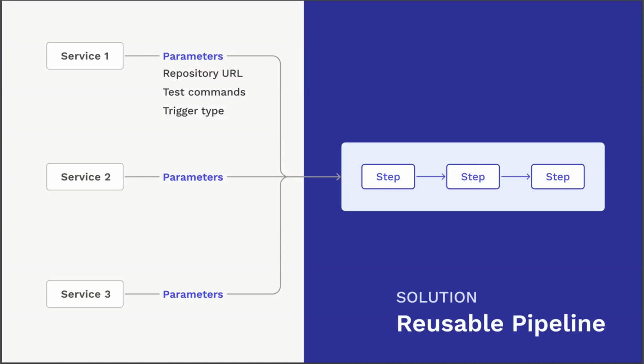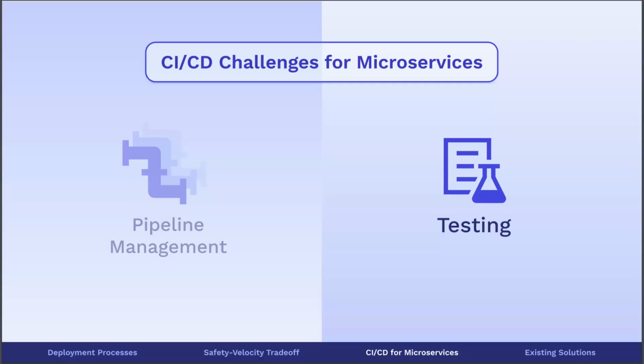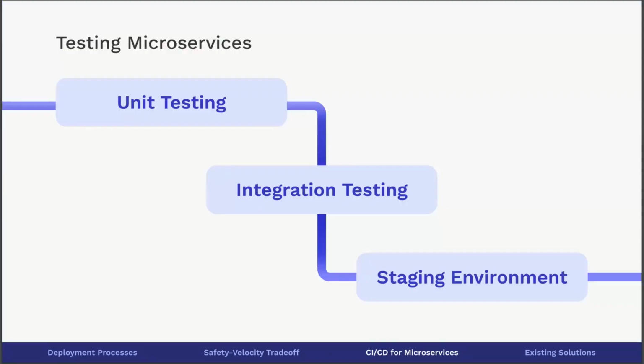Another challenge with deploying microservices has to do with their unique testing requirements. Testing microservices can be challenging due to their distributed nature. They need to be tested both for their own internal functionality and for how they interact with other microservices. We will now look at three approaches used to test microservice applications: unit testing, integration testing, and the use of staging environments.